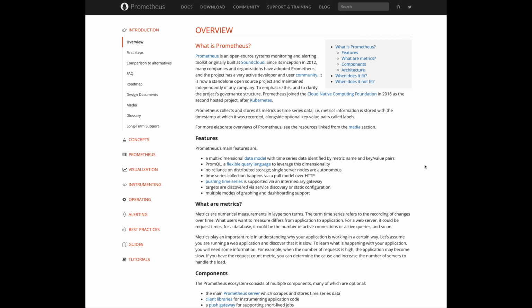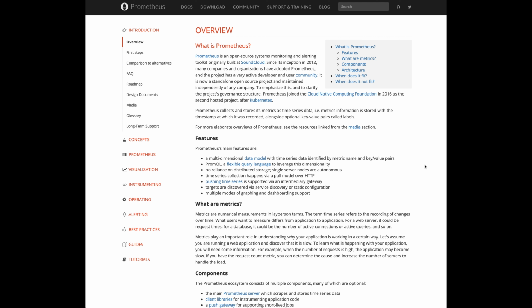Since inception in 2012, many companies and organizations have adopted Prometheus, and the project has a very active developer and user community. It is now a standalone open source project and maintained independently of any company. To emphasize this and to clarify the project structure, Prometheus joined the Cloud Native Computing Foundation in 2016 as the second hosted project after Kubernetes.